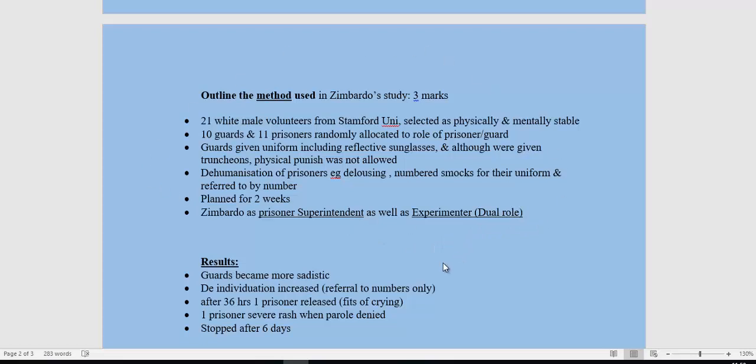So plenty of detail there. Now it's loads, too much for a 3 marker, so you would pick out some of that detail, but you can see that you do need this detail.